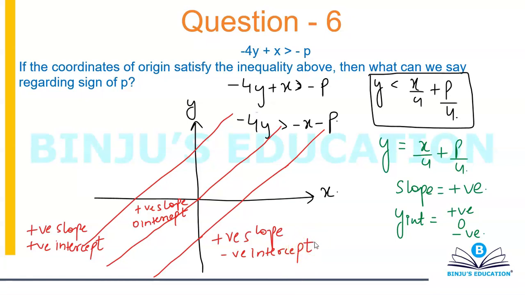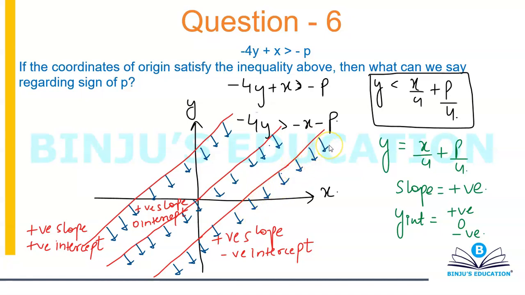What's the inequality first of all? The inequality is y less than. So if y is less than, then I'll have to take the region that lies below the line. So I'm drawing this region with the help of arrows, okay? This is my region, basically it has to be below the line. That's the whole point.